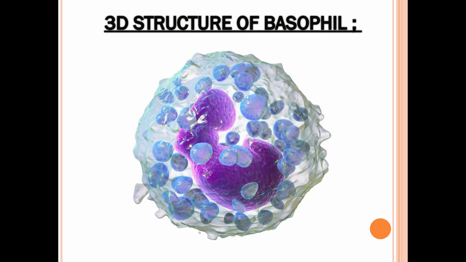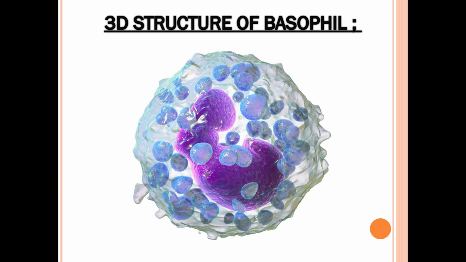So, this is the 3D structure of basophiles. The basophiles are, as we know, white blood cells. The structure of basophile has a bilobed nucleus. The basophile nucleus is not visible after staining due to the large, deep blue cytoplasmic granules, as you can see here. The diameter measures about 14 to 16 micrometers.